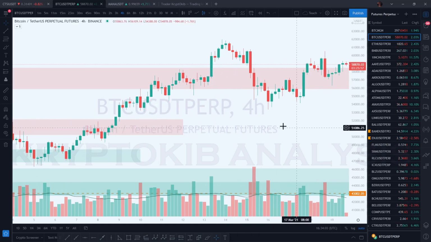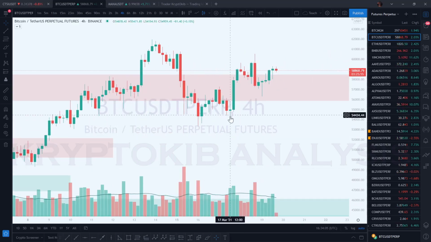But nonetheless, you already know, see a spinning top here. This is a spinning top. I'm just showing you the way I'm saying it. This is another spinning top where you have a little candle close, a little candle body. Then you have the upper wicks and the lower wicks. That is a spinning top. It also leads to reversal.